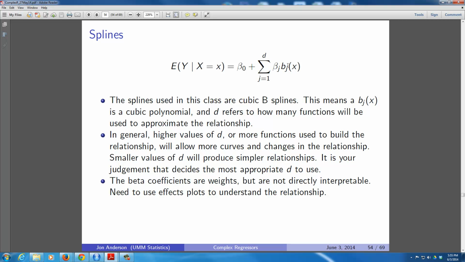Fewer basis functions will enable you to explain less complicated curved patterns. If the curved pattern is quite extreme and has lots of bends or very extreme bends, maybe you'll need more basis functions, higher value of d. If it's a more gradual curved pattern, then smaller numbers will be enough. And it's really kind of an art to figure out what the right number is, and you just learn that through experience.